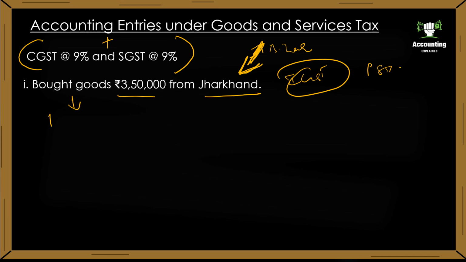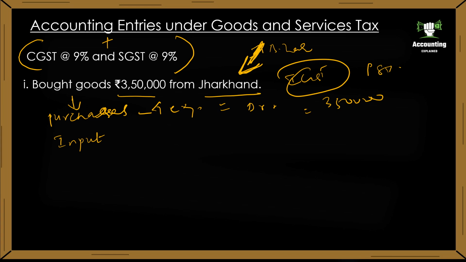Bought goods means you have bought for the business. When you buy goods for business, it is called purchases. When you purchase goods, your expenses increase. When the expense increases, you have to debit. So 3,50,000 is the purchase amount. Again, when you buy goods, it is input because you are going to pay tax. Here it is interstate, so it is called input IGST. The amount is 3,50,000 into 18%, which is 63,000.